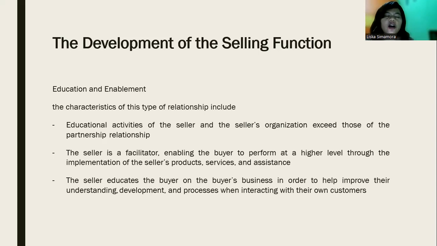So the characteristic of the type of education and enablement is that the educational activities of the seller and the seller's organization exceed those of the partnership relationship. So it exceeds the partnership relationship, and the seller is a facilitator. For example, if I sell vegetables, I will facilitate, I will educate them on why you have to eat this kind of vegetable, something like that.